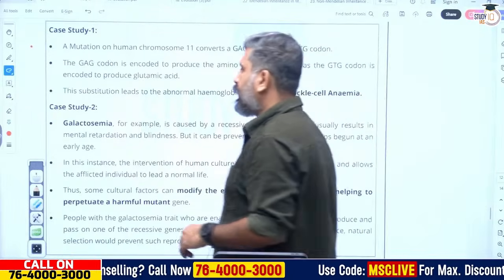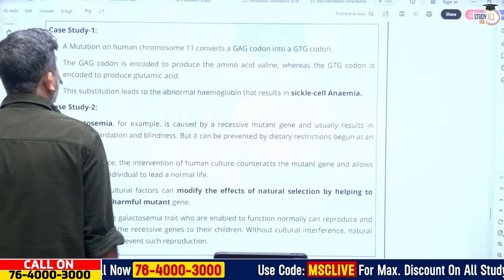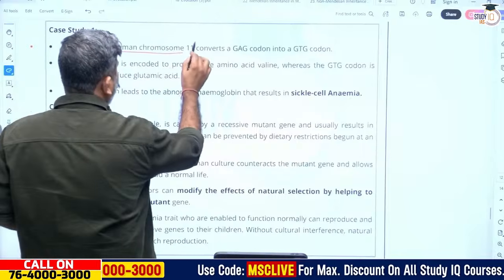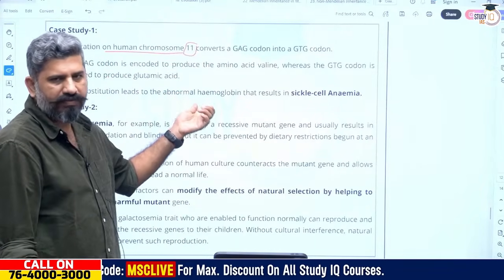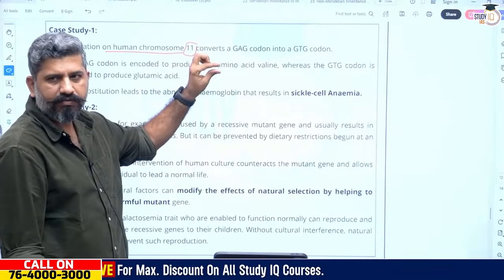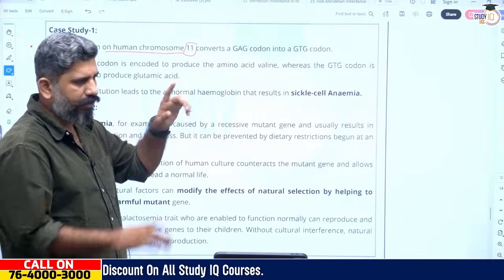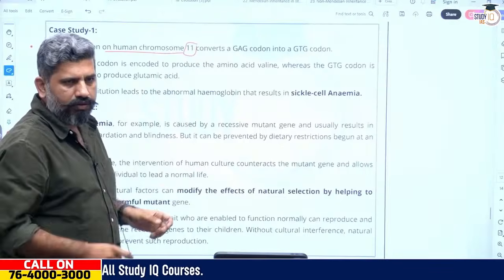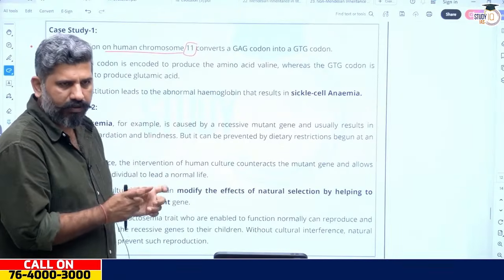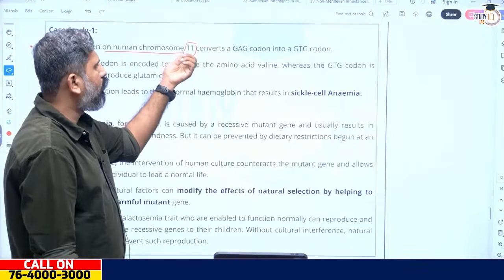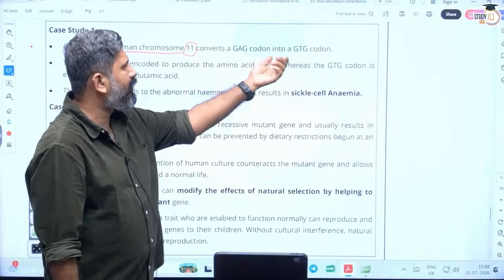These are examples that we need to write in the examination. A mutation on human chromosome 11. I told you the chromosomal pair number is very important. On that, there is a fixed location. I showed you the diagram of those two leaf-like structures, the homologous pair. So on the 11th homologous pair, it converts a GAG codon into a GTG codon.